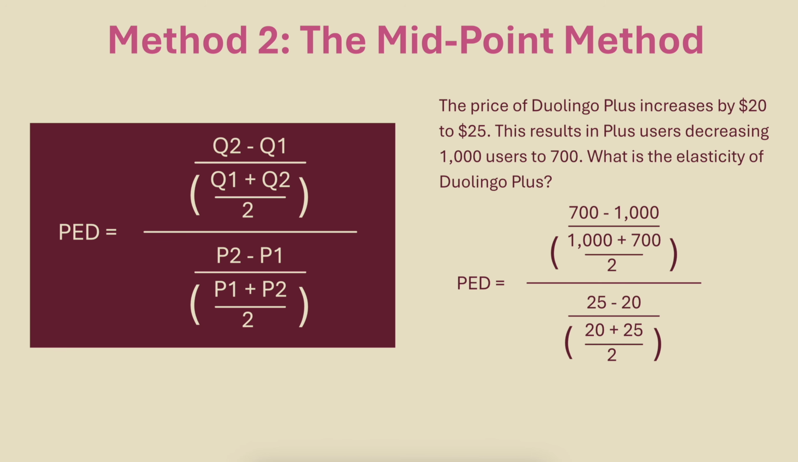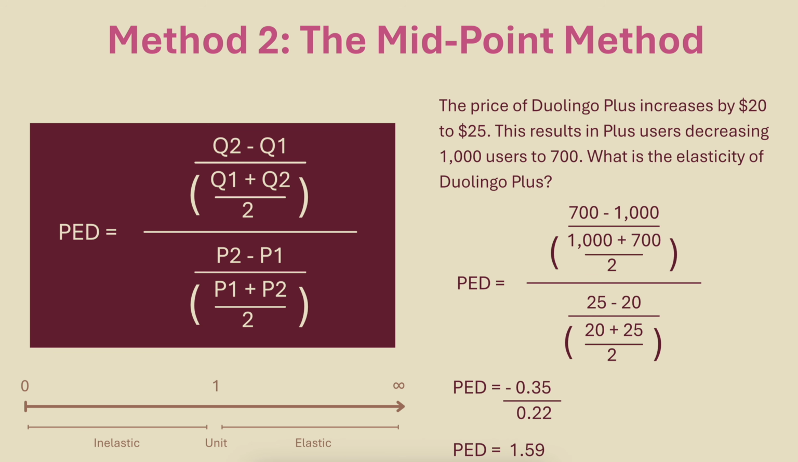The top half of the fraction simplifies to negative 0.35, and the bottom half simplifies to 0.22. And 0.35 divided by 0.22 is 1.59. Remember that we ignore the negatives. Going back to our rules for how we interpret the answer, 1.59 is greater than 1, so Duolingo Plus has elastic demand.